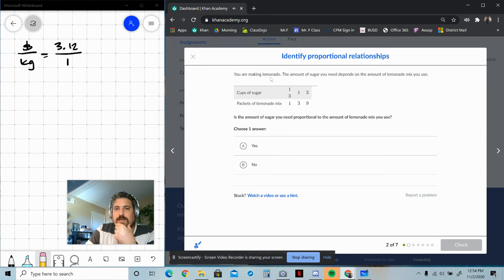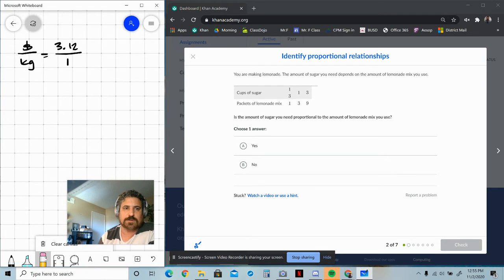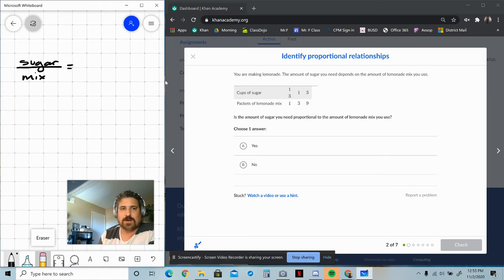For the next one, it says you are making lemonade. The amount of sugar you need depends on the amount of lemonade mix you use. So here you've got cups of sugar and packets of lemonade mix. It doesn't matter which one you put as your top and which as your bottom. You're just looking to see if the ratio stays constant. So if you have packets of lemonade mix as your input and cups of sugar as your output, then you'd be looking at sugar on top and lemonade mix on bottom. So you've got this ratio of sugar to lemonade mix, a ratio of 1/3 over 1.